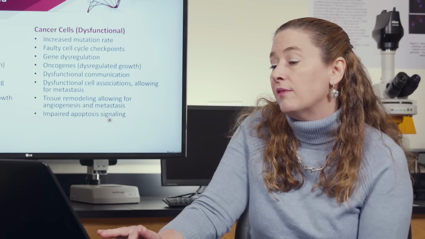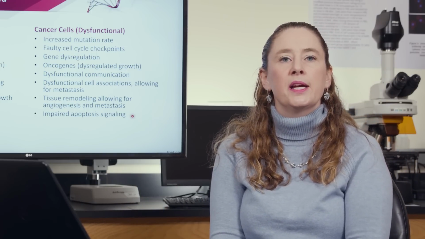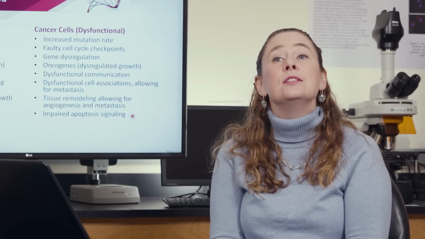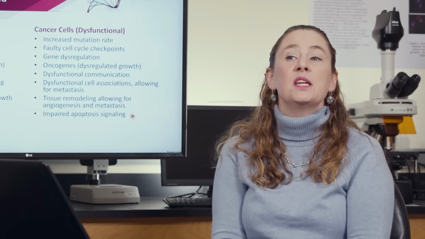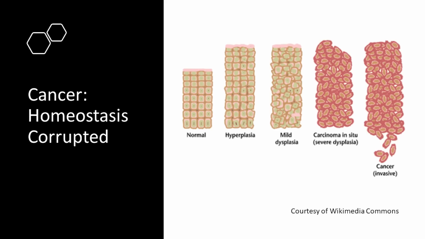One characteristic of cancer cells is that they often have impaired apoptosis signaling. So even if they're messed up and they know it, they can't die because their apoptosis signaling pathways have been destroyed. This model represents the progression from normal homeostatic tissue here all the way to cancer. This is not a comprehensive picture of what goes on, but you can still see some pretty major differences.